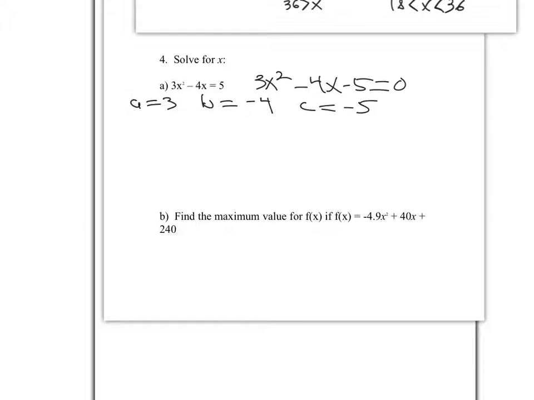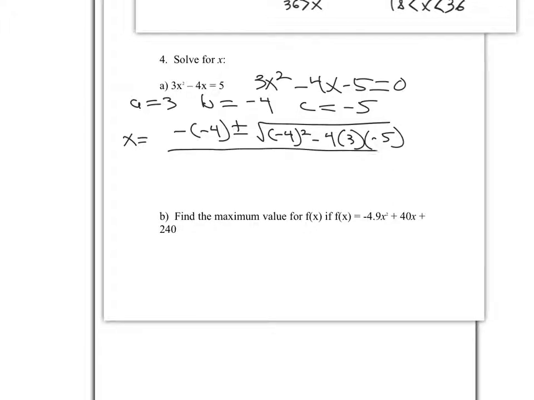So the quadratic equation says that x is going to be equal to negative b, so we'll have -4 plus or minus the square root of b squared, so we'll have -4 squared, minus 4 times a, which is 3, times c, which is -5. And all of this is over 2 times a, or 2 times 3.